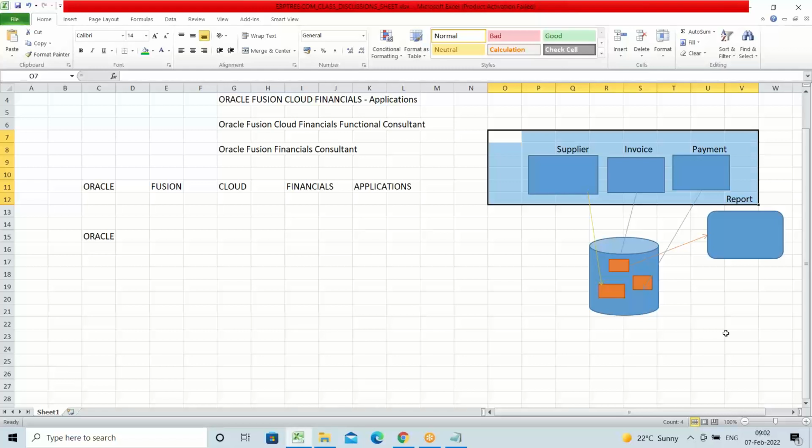So you have a payables department. In the payables department, whatever data they want to manage, accordingly, you'll have pages. So all the pages required by the payables department, the database, and the relevant reports, we call as the payables application.